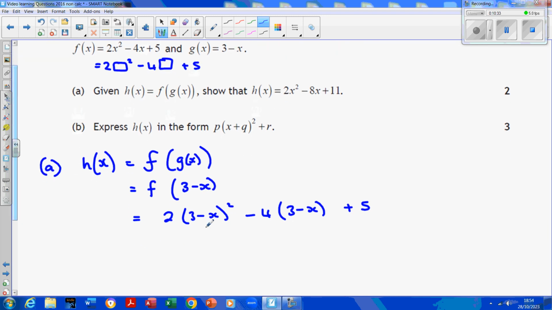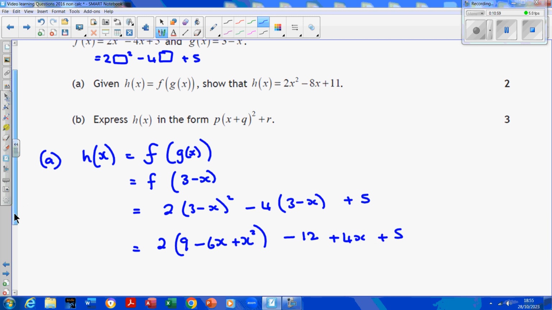So we'll square the bracket first. Square the first: 3 3s are 9. Multiply the two of them together and double it. So 3 times negative x is negative 3x, double it to negative 6x, and square the last is plus x squared. Then we've got minus 4 times 3 is minus 12, minus 4 times minus x is plus 4x, and a wee plus 5. I've still got a bracket here at the front.